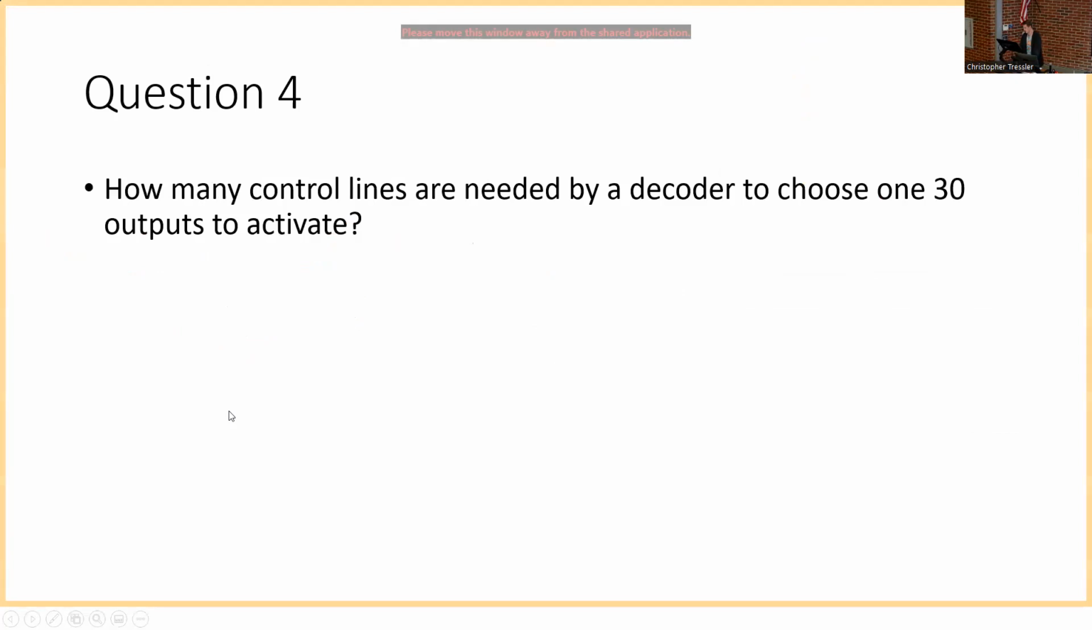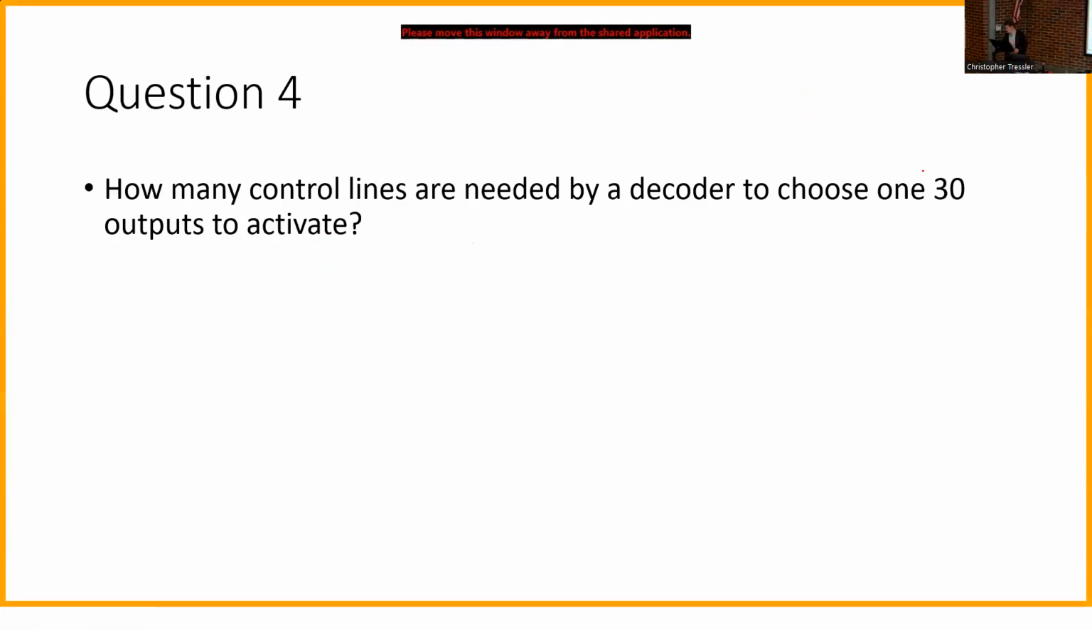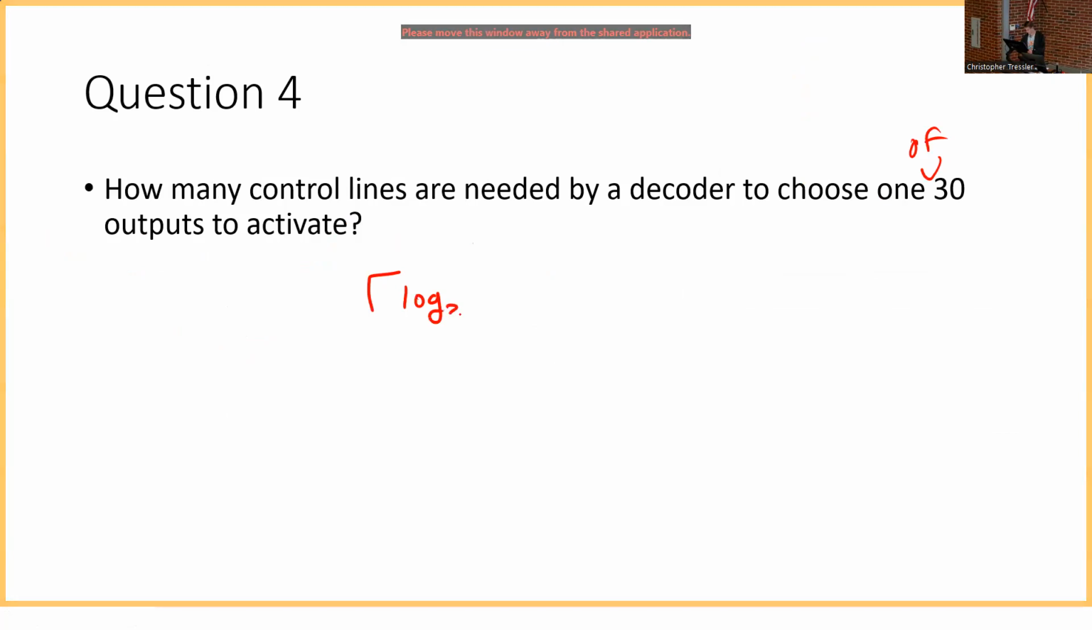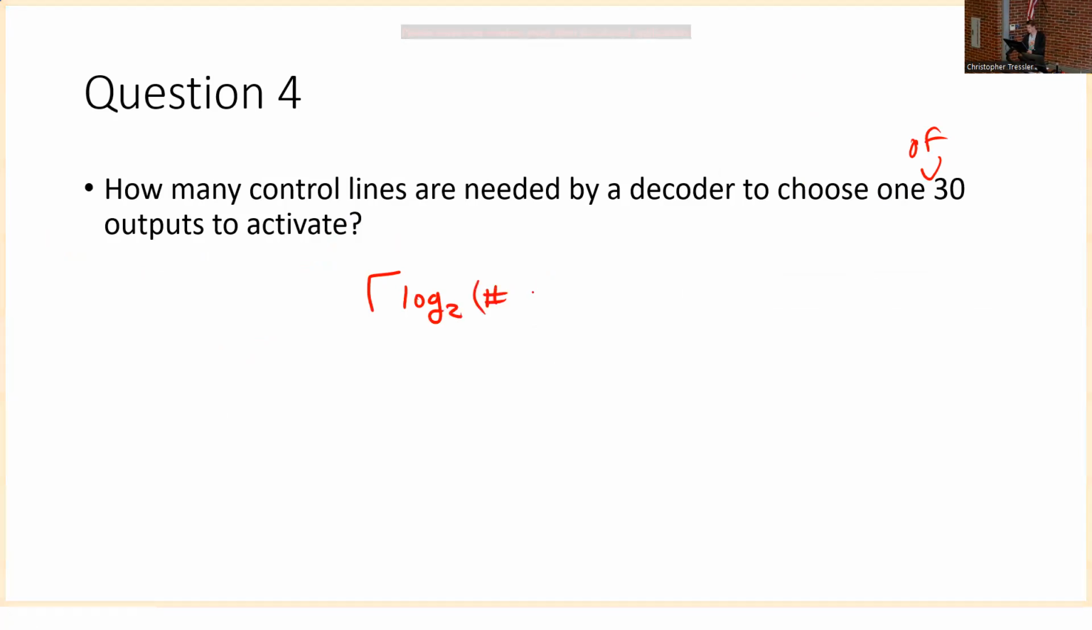Okay, now we have: how many control lines are needed by a decoder to choose one of 30? One of 30 outputs to activate. Now, do you guys remember how to do this? It's really simple, like one tiny operation. Basically, you take the ceiling of log base 2, and then you put the number of outputs.